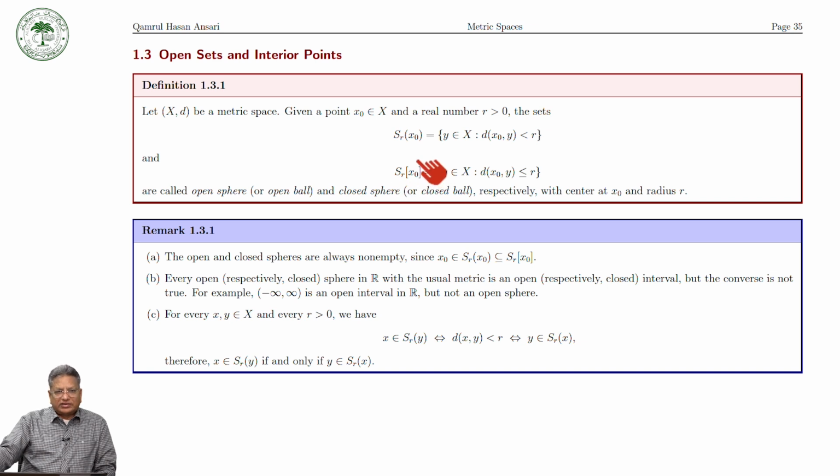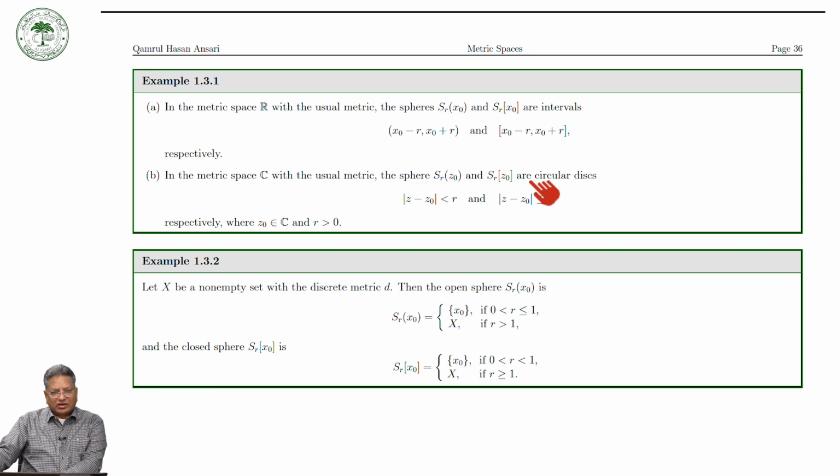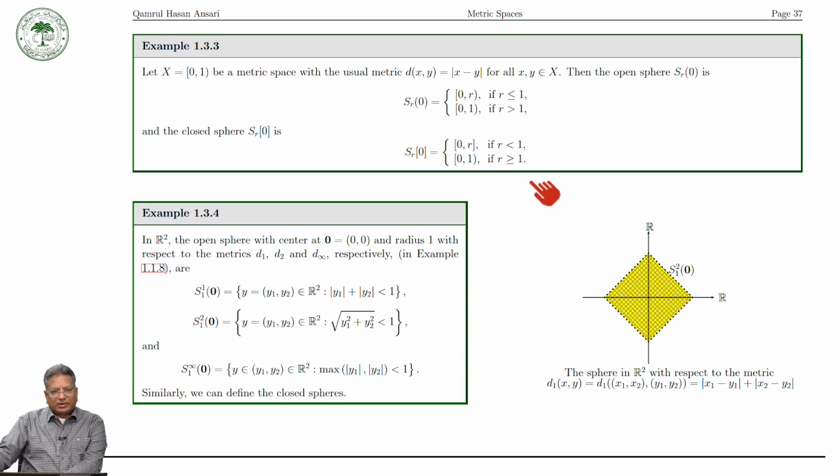This is the notation of the closed ball with center at x0 and radius r, which consists of the set of all points y such that d(x0, y) is less than or equal to r. And then we have seen that with respect to different metrics, for example, with respect to this metric, this is the open ball in R2 with center at origin and radius 1.